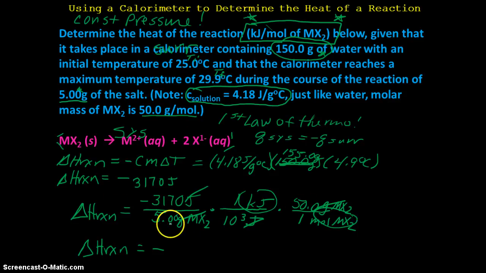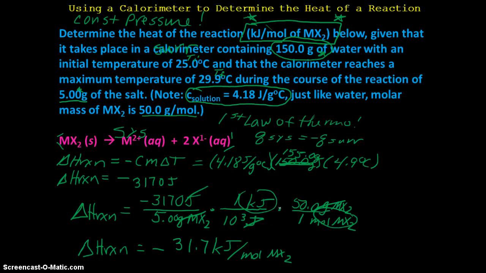So basically, 50 divided by 5 is 10. So we've got 10 over 1,000. Well, 10 divided by 1,000 basically is like dividing by 100. So instead of having negative 3170, we have negative 31.7. We're going to drop that extraneous 0 because it wasn't really significant. It was just placeholding up here. So we've got negative 31.7 kilojoules per mole of MX2. Doesn't change the value. Here we reported it for 1/10 of a mole. We're just reporting it for a whole mole, so we've just scaled it up.